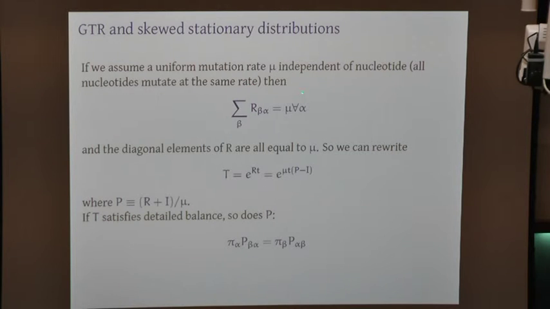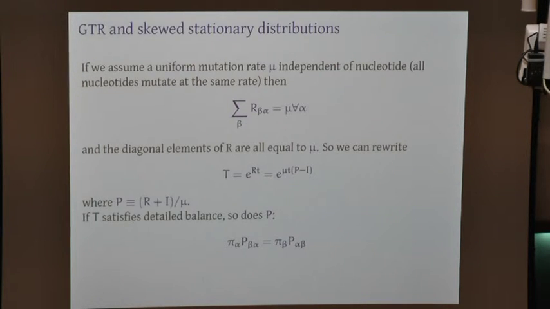Supposing you assume a uniform mutation rate mu, which does not depend on the nucleotide, then let's say alpha mutates to beta at different rates in the rate matrix, but the sum of all of these is equal to mu. And then the diagonal elements of R are all equal to mu. And then you can rewrite this divergence matrix in this form, where P is R plus I divided by mu. You can even derive this equation, which I won't do right now.